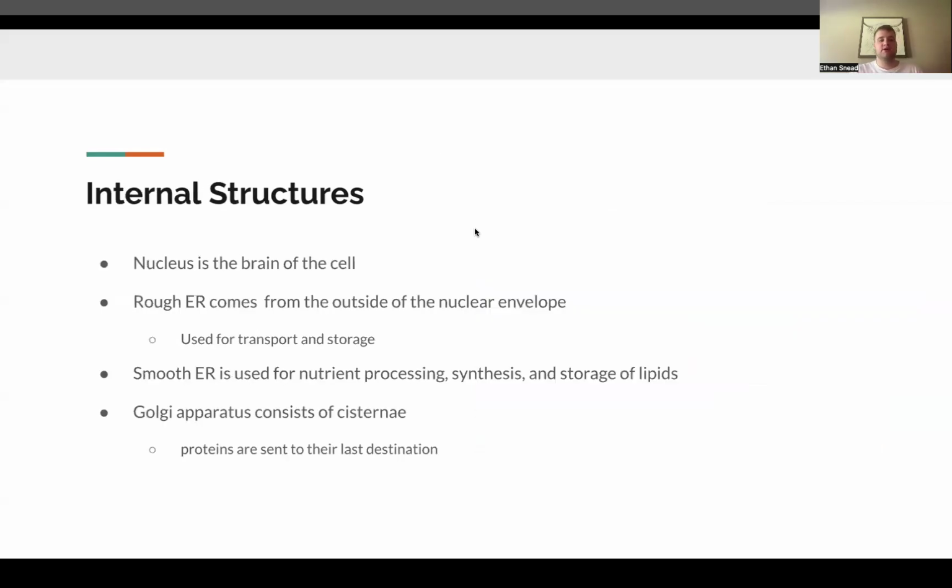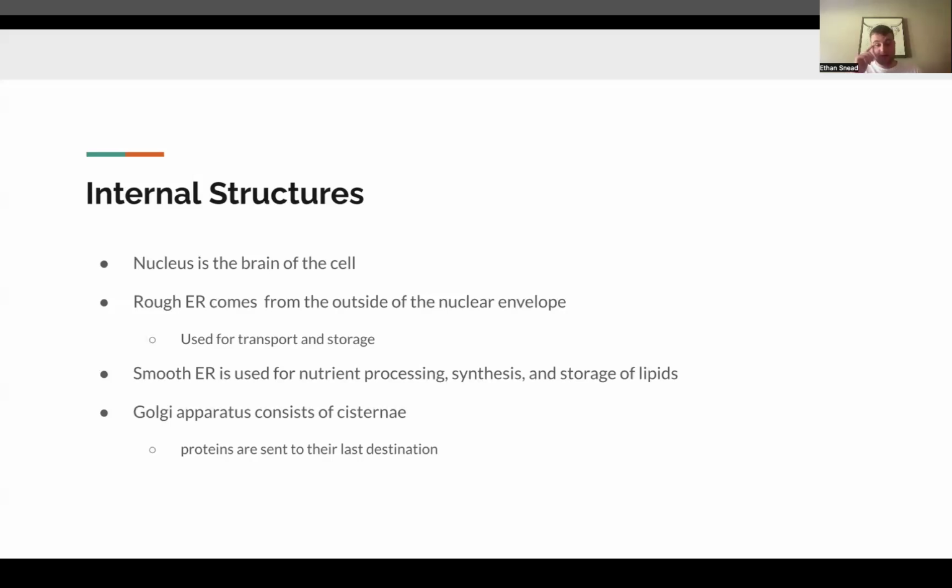The internal structures of the eukaryotic cell include the nucleus, the endoplasmic reticulum, rough and smooth, the Golgi apparatus, the mitochondria, the chloroplast, the ribosomes, and the cytoskeleton. The first structure we're going to discuss is the nucleus. The nucleus, as we have learned many times, is the brain of the cell. The nucleus is also housed inside the nuclear envelope, and inside the nucleus is a nucleolus. The nucleolus is where RNA synthesis can begin to take place.